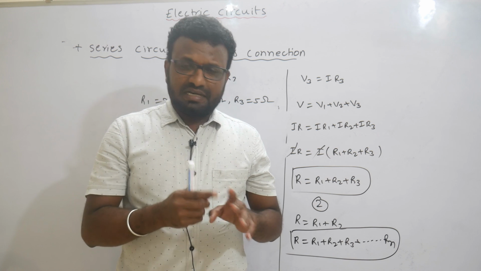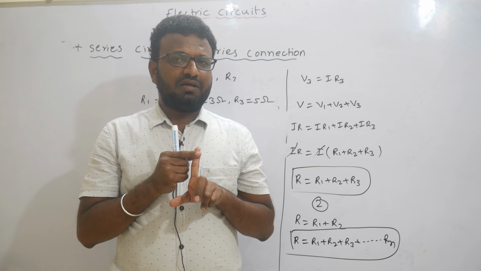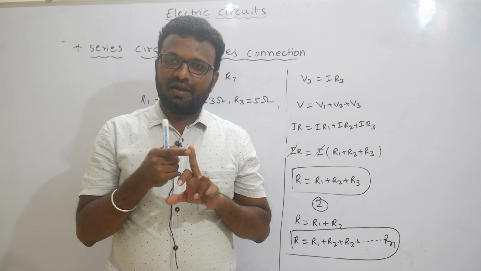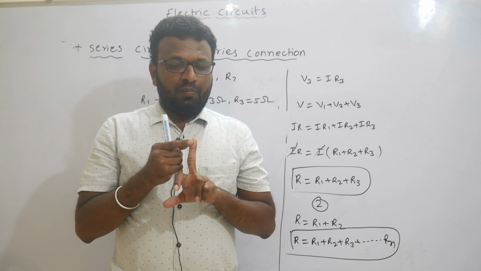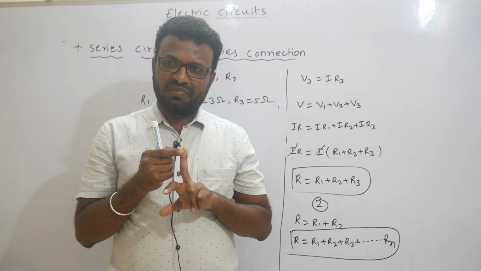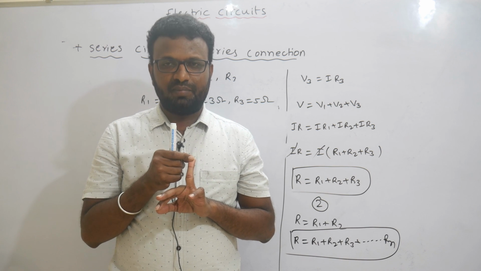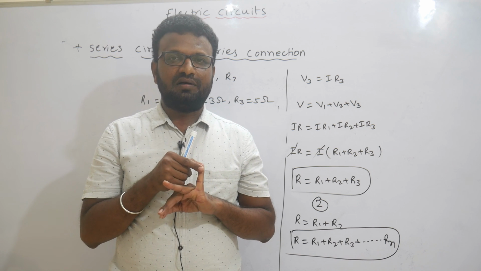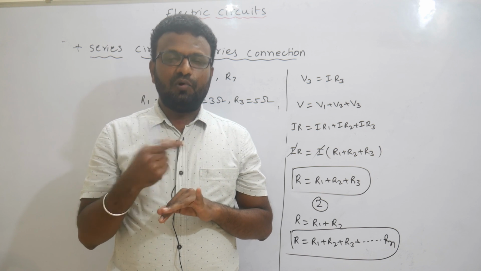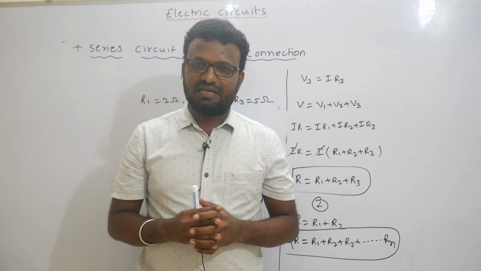Once again, a recap about series connection. First point: all the electric components are connected in a single path. Second point: the magnitude of electric current across each resistance will be the same. Third point: the potential difference across each resistor will be different. Fourth point: the equivalent resistance in the circuit is more than the greatest resistance in the circuit. So this is about series connection.